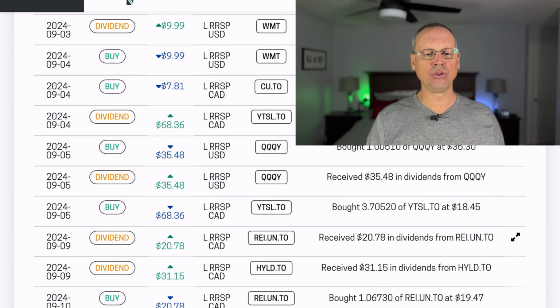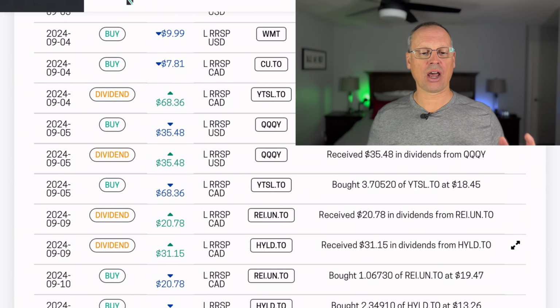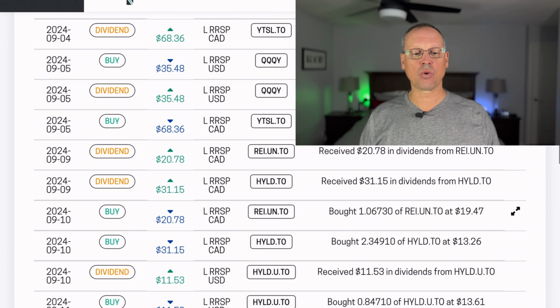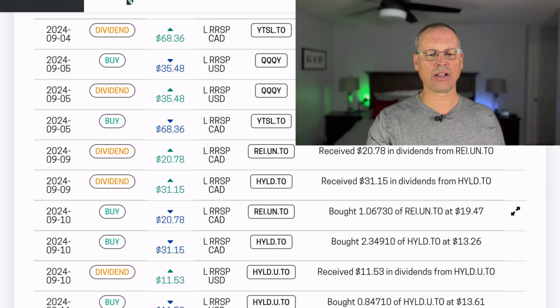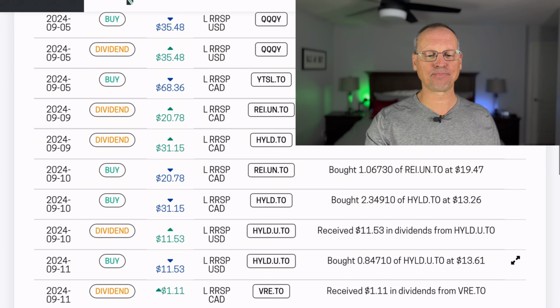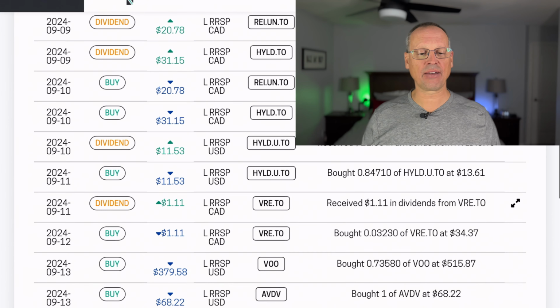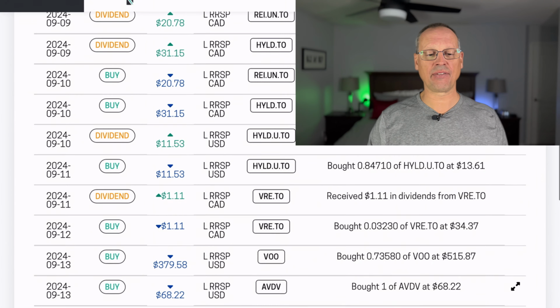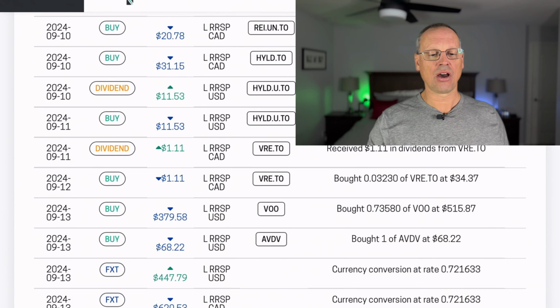All right, so QQQY paid out $35.48, which then was reinvested. And there's our Tesla reinvestment that we saw from the dividend. REI paid out $20.78, HYLD $31.15, and of course, both of those reinvested. HYLD paid out $11.53, and a reinvestment again. VRE $1.11 and reinvested.